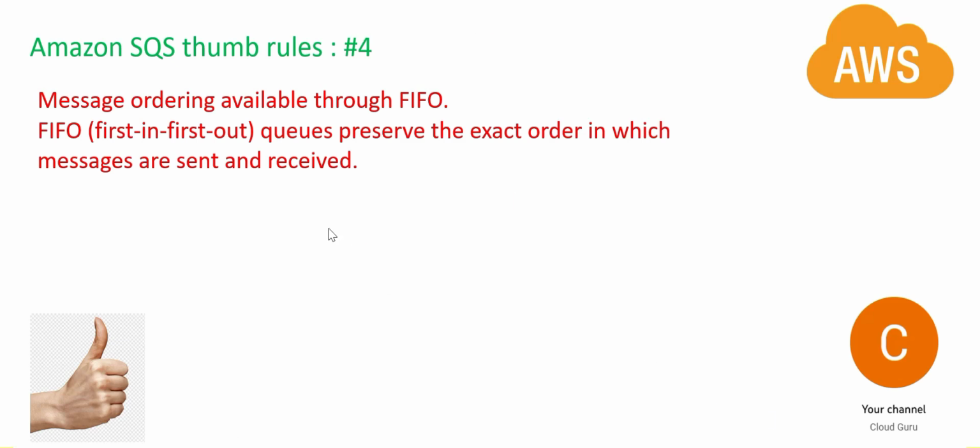When the messages are sent, it is sent using this logic: FIFO, first in first out queues, so that it preserves the exact order. You can use standard, but standard will not preserve the order. FIFO will preserve the order in which the messages were received. So in certain cases, FIFO is better because there is a sequence in which the orders are being sent across. So the messages will flow in the same order.